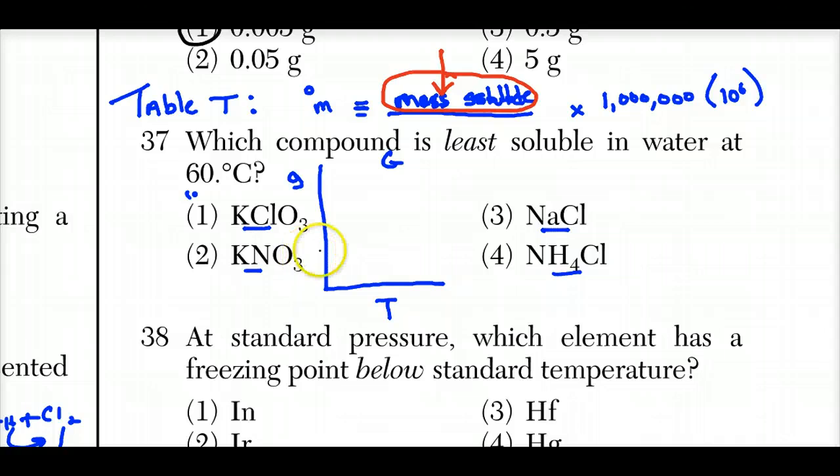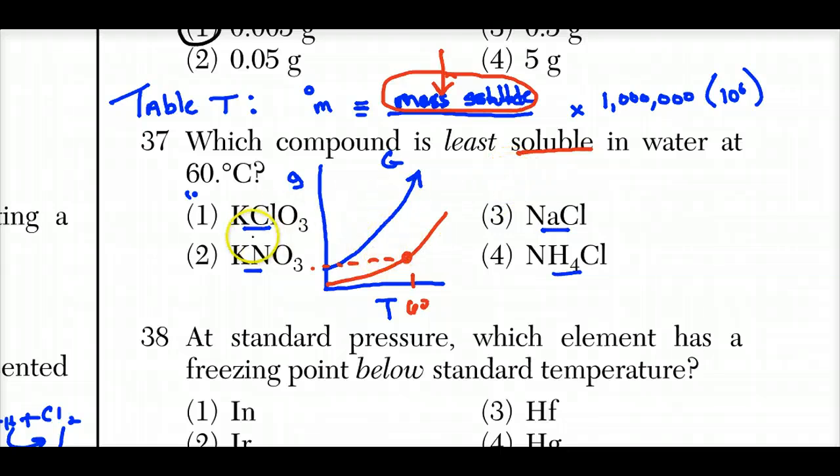Most of these curves, all of these curves will go up, because as temperature increases, a solid's solubility, how many grams of it, will increase. So being least soluble would mean we're looking at a particular temperature. Let's say this is 60. We're looking for the curve that is the lowest, the least amount of grams that can dissolve, since solubility is the measure of how well you can dissolve.